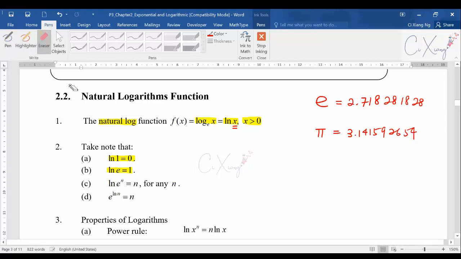The same thing happens here. For this one, ln e power n equals n, you can put the n in front. And e power ln n equals n.